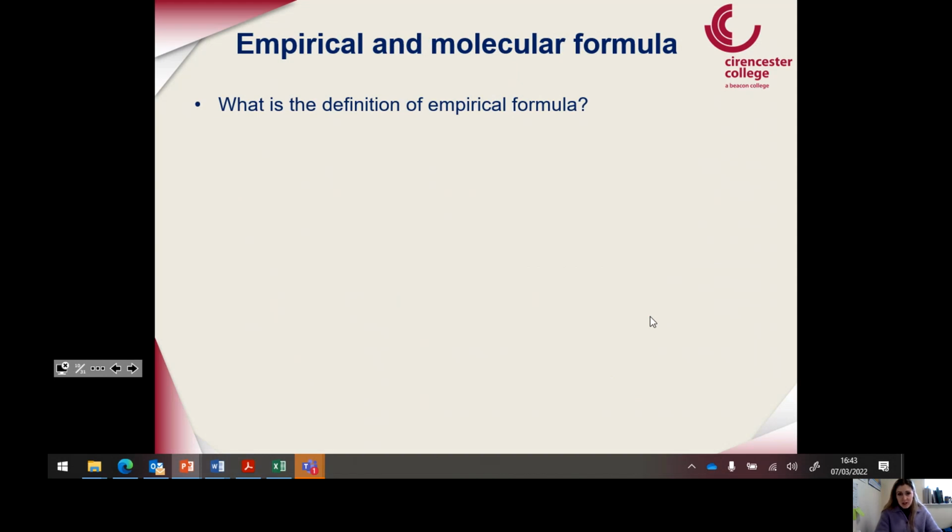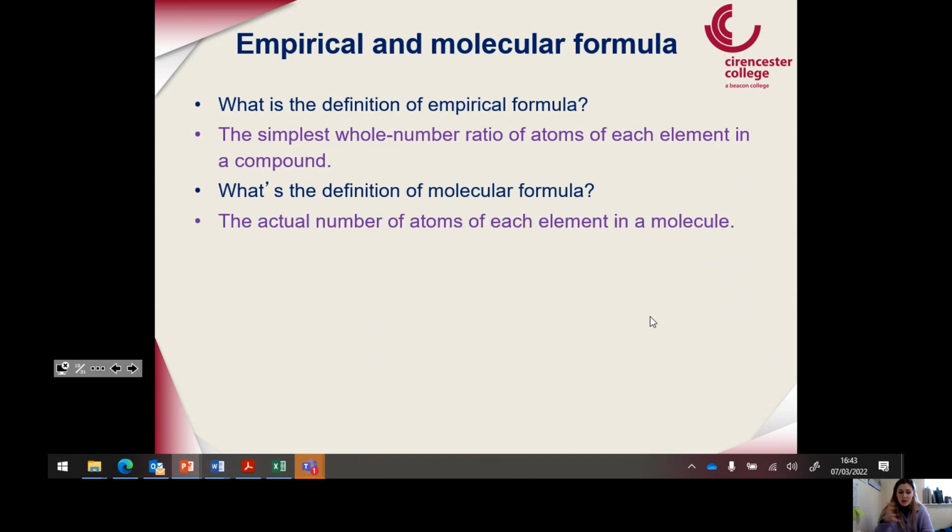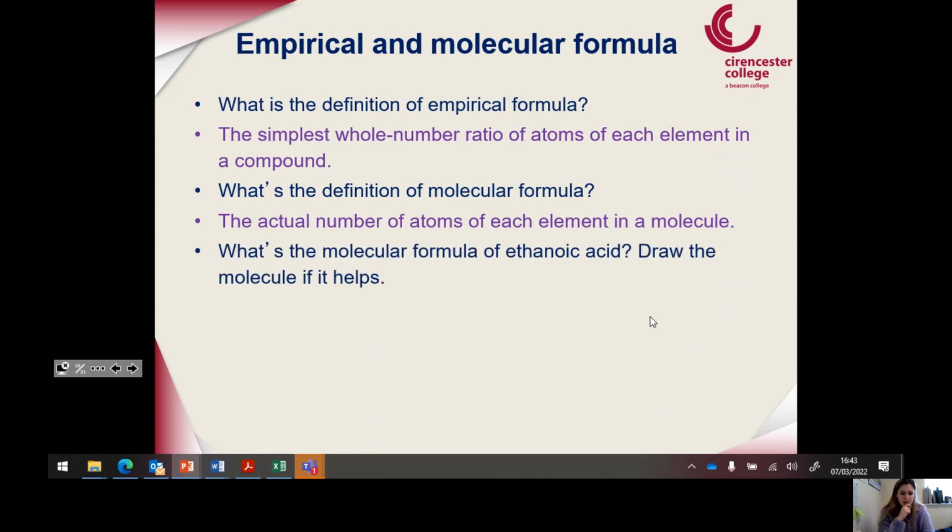Now, empirical formulae, you might remember from module 2. The empirical formula, see if you can remember the definition, pause, and then play when you're ready. The definition of empirical formula is the simplest whole number ratio of atoms of each element in a compound. And the molecular formula is the number of atoms of each element in a compound, or in a molecule, technically.